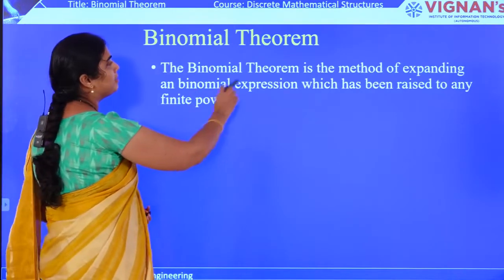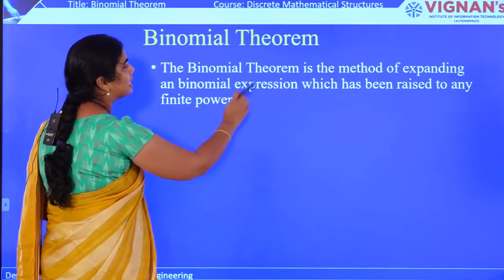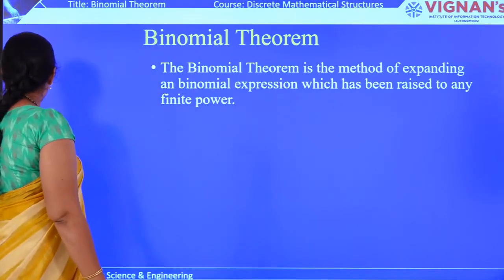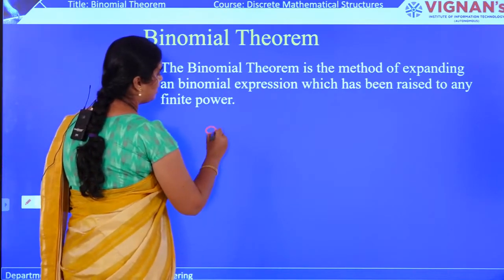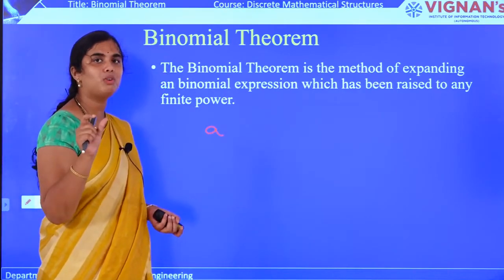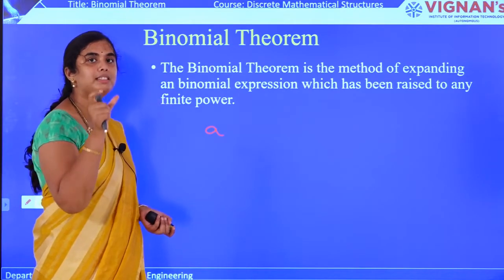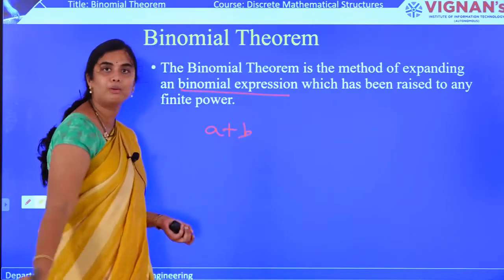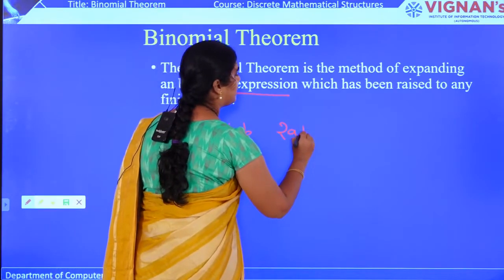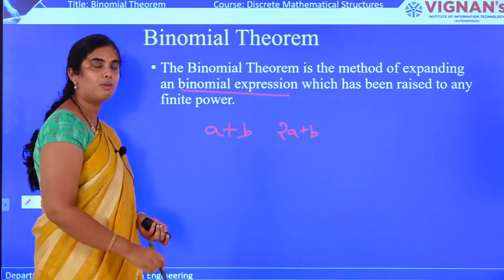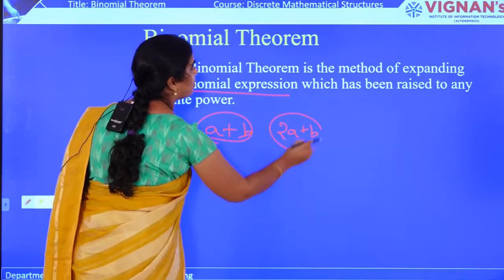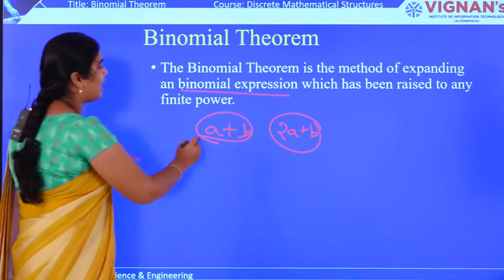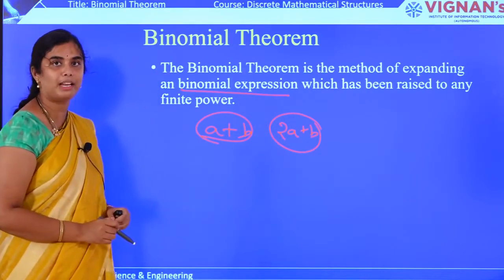The binomial theorem is a method of expanding a binomial expression which has been raised to any finite power. So, what is a binomial expression? What is the term binomial? Bi means 2. A binomial means 2. So, a plus b is a binomial expression. 2a plus 3b is a binomial expression. These are the different types of binomial expressions, and the binomial theorem defines the expanding of these binomial expressions.